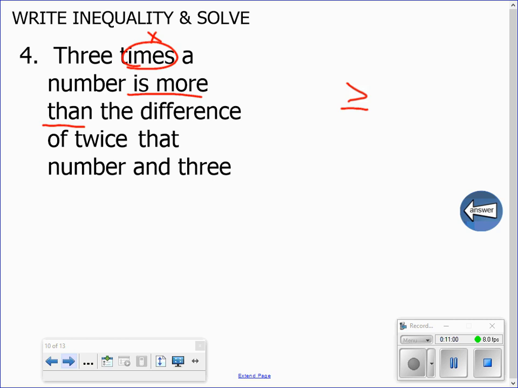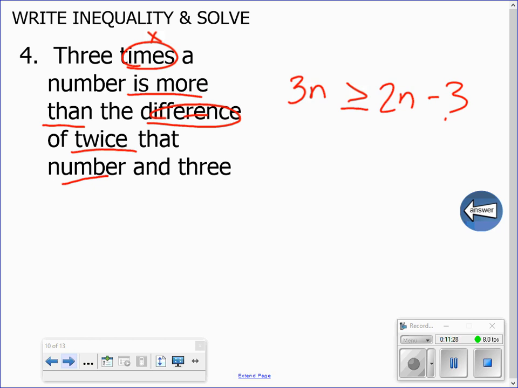That's multiplication, so that's 3 times. We don't know the number, so we'll just call it n. 3 times the number n is more than, so is greater than, the difference of twice that number and 3. So we have subtraction happening here, and the subtraction is happening between twice the number, so 2n, and 3. Alright, so here we have our inequality.